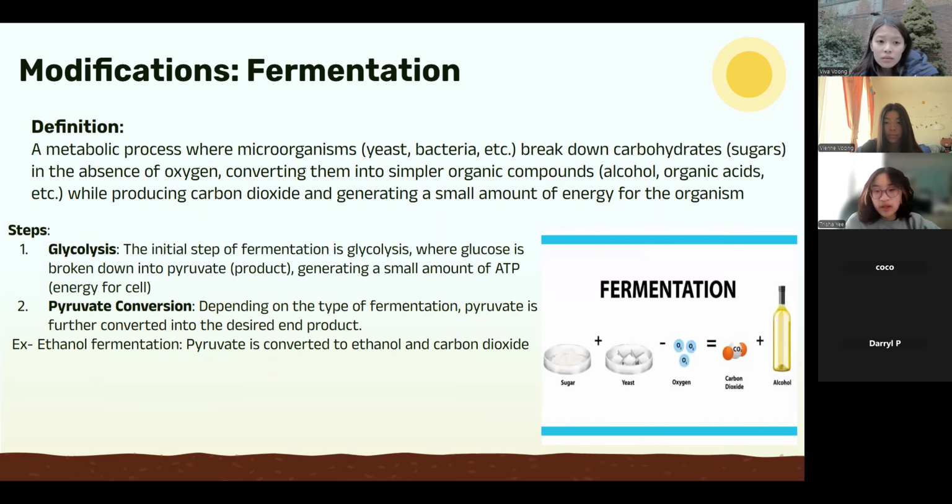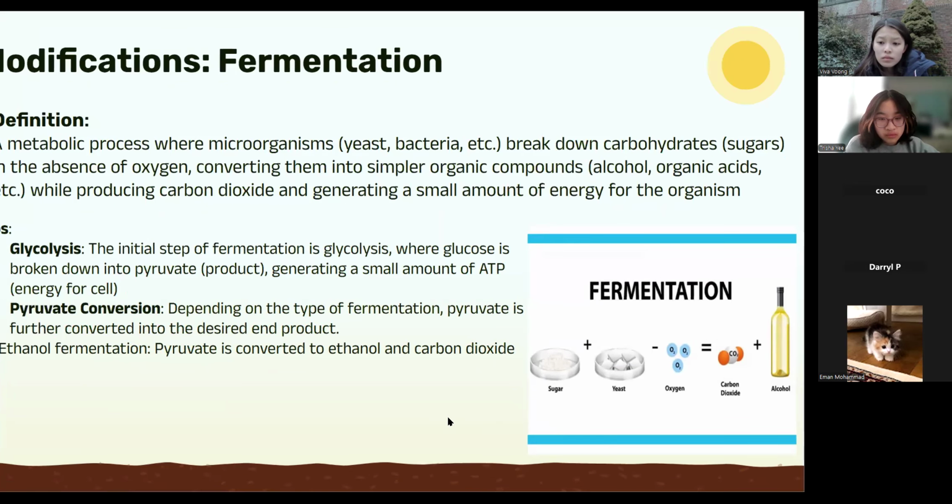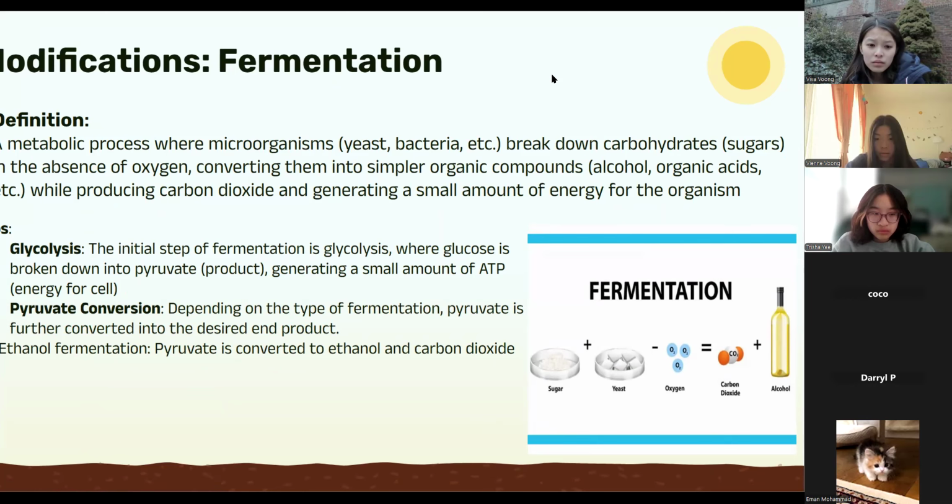All right, next we have fermentation. Okay, so the definition is a metabolic process where microorganisms like yeast or bacteria would break down their carbohydrates, also known as their sugars, in the absence of oxygen, converting them into simpler organic compounds like alcohol or organic acids, while still producing carbon dioxide and generating a small amount of energy for the organism.